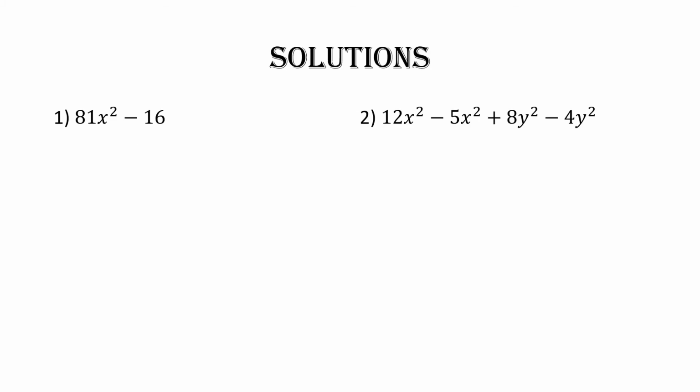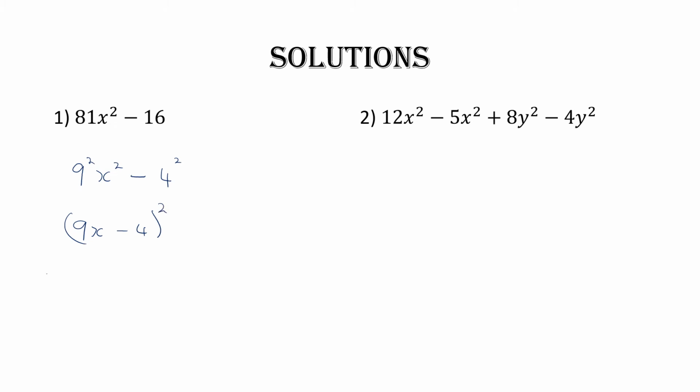So here, 81x squared could be written as 9x squared, and 16 I know would be 4 squared. So here we have the difference of 2 squares now. This is the same as 9x minus 4 all squared.